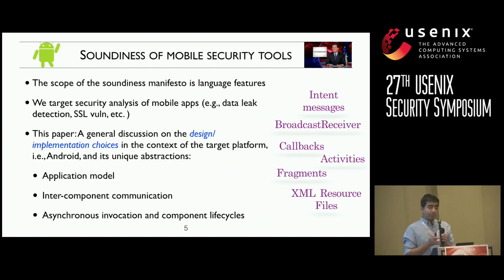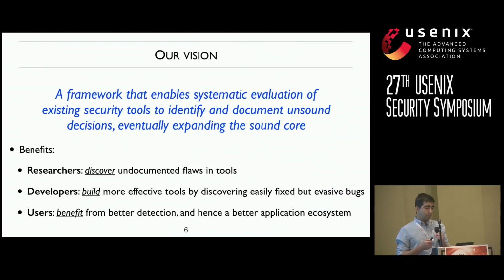So using this expanded definition of soundness, our objective is to systematically discover and document as many unsound decisions as we can so that we can improve these already valuable tools. So our vision is of a framework that enables systematic evaluation of existing security tools to identify and document unsound decisions so that we can eventually expand the sound core. With such frameworks, researchers would be able to discover undocumented flaws. Developers would be able to build more secure tools by fixing those flaws, eventually benefiting the end users themselves as well.